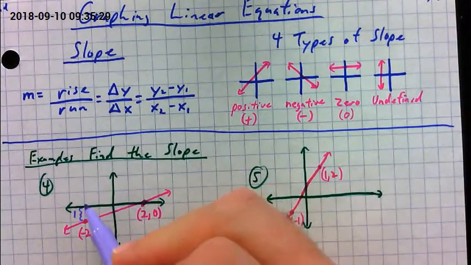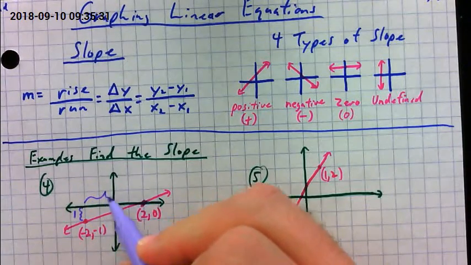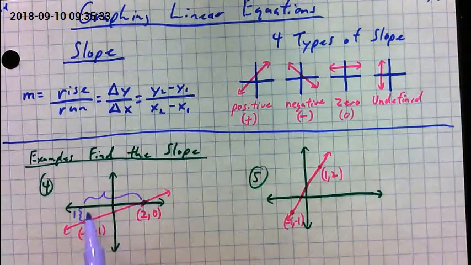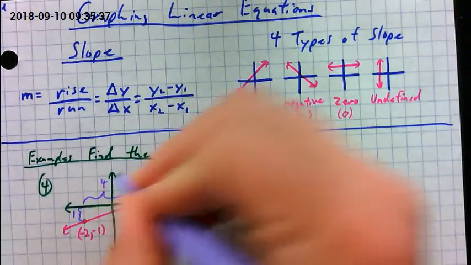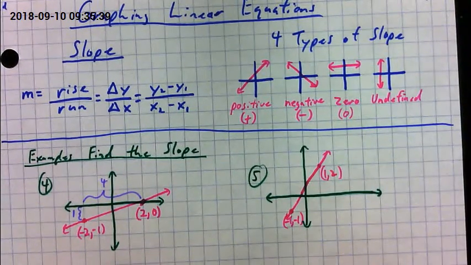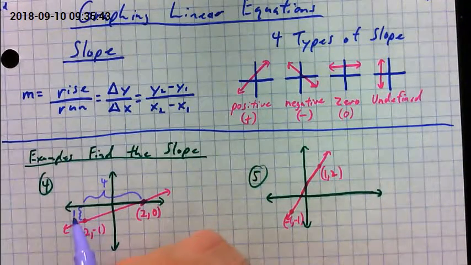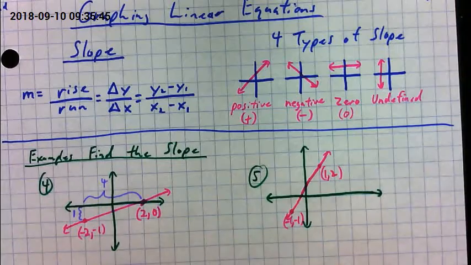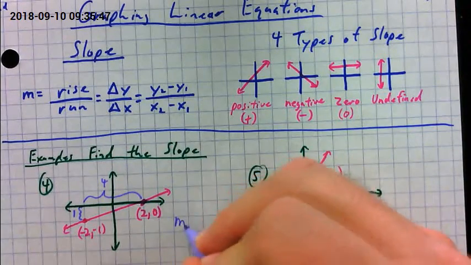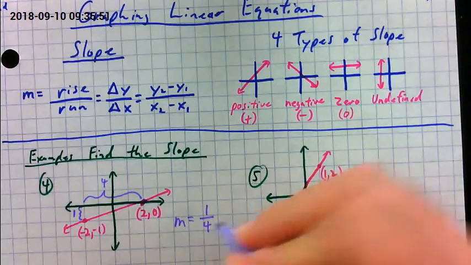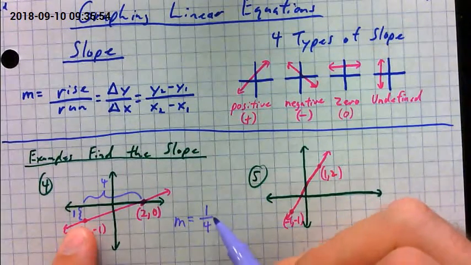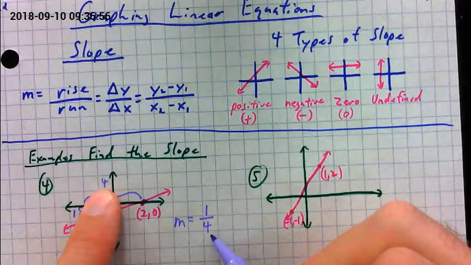And then we got to figure out how far we're going over. So how many units are we going over there? 4. So you could get your slope one of two ways. Here, I'm just looking at the graph. I can see that there's a change of up 1 and over 4. So I could go straight to my final answer here and say it's a slope of 1 over 4, which means I'm going up 1 and over 4.